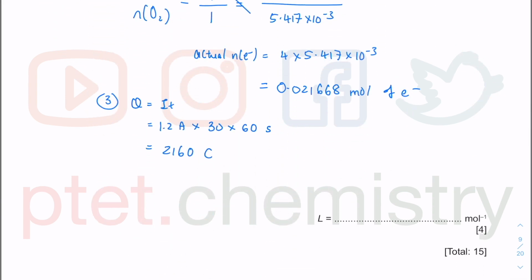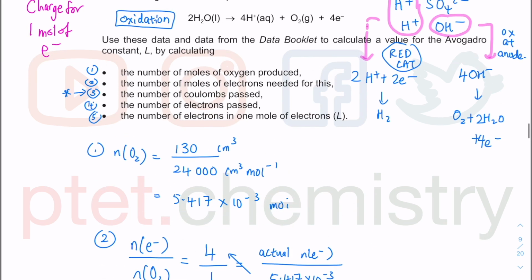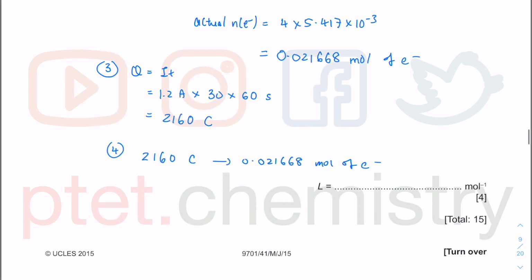If you look at the data booklet, of course, you'll be given this data in the question for the new syllabus. So we know that this charge, 2160 coulomb, is for 0.021668 mole of electrons. What are we trying to find actually? We want to find the number of electrons that are passed. We know that the charge of one electron stated in the data booklet will be 1.60 times 10 to the minus 19 coulomb.